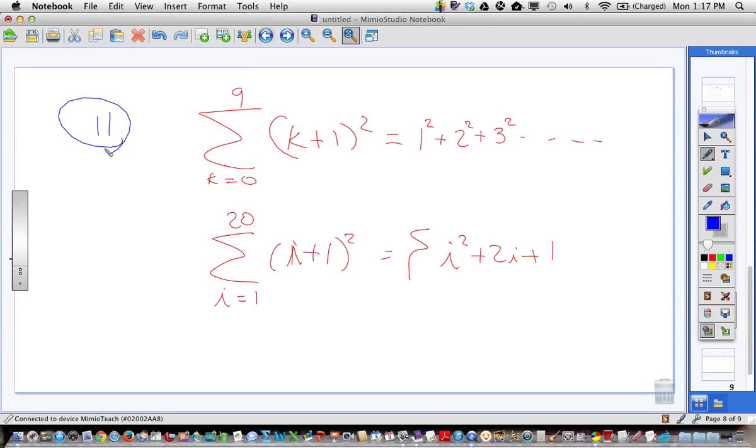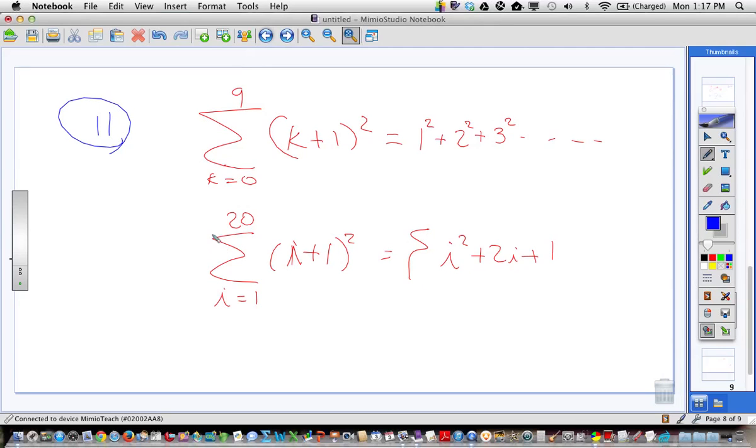So they wanted you to put a 0 in, get 1 squared, put a 1 in, get 2 squared, put a 2 in, get 3 squared. Write it out all the way to the last one. When you put a 9 in, it would be 10 squared. And then they wanted you to use your calculator to just add that up. Okay? And that's what I would want you to do.